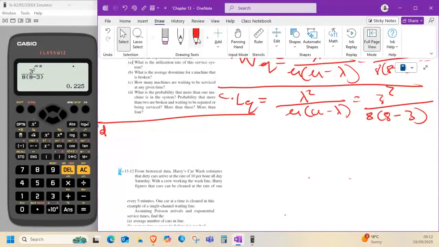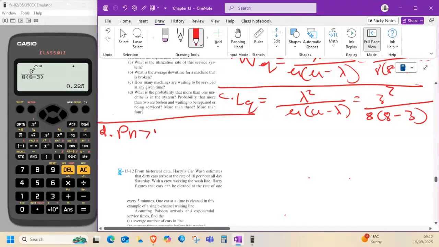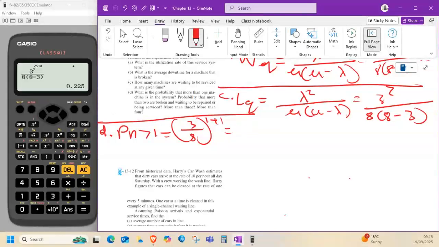Probability that there is more than, so you answer as per the question. Probability that there's going to be more than one in the system, and then that is 3 over 8. You go straight to 1 plus 1 equals to, you multiply by 100 at the same time.